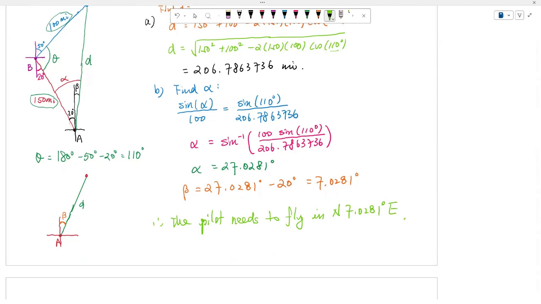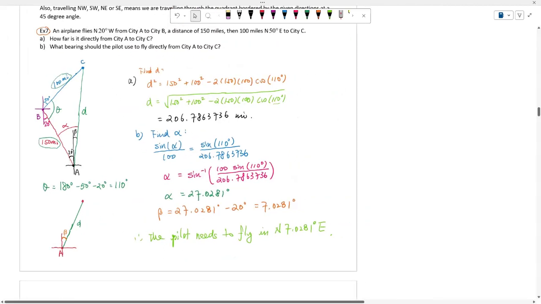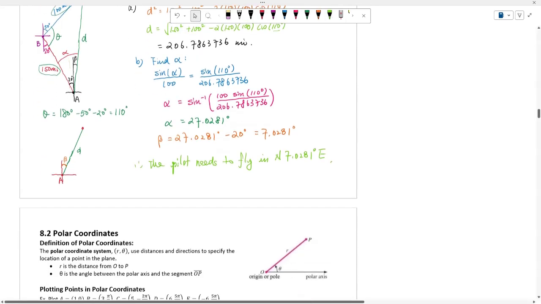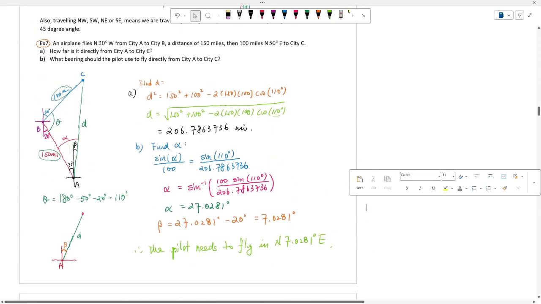Now, of course, what if the angle alpha is less than 20 degrees? Then you will see that basically the pilot will fly in the northwest direction, this angle. Okay, so thank you.